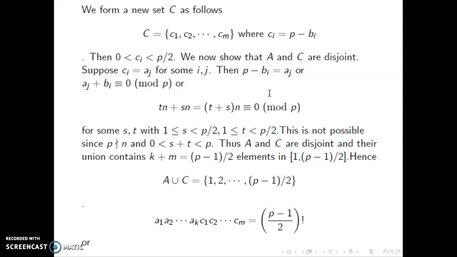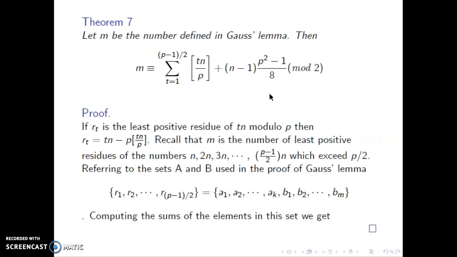Now let's go to the next theorem. The next theorem says the following. Let m be the number defined in Gauss's lemma. Then m can be written as the sum of the floor of tn/p plus (n-1)(p²-1)/8 mod 2. Let's come to the proof.